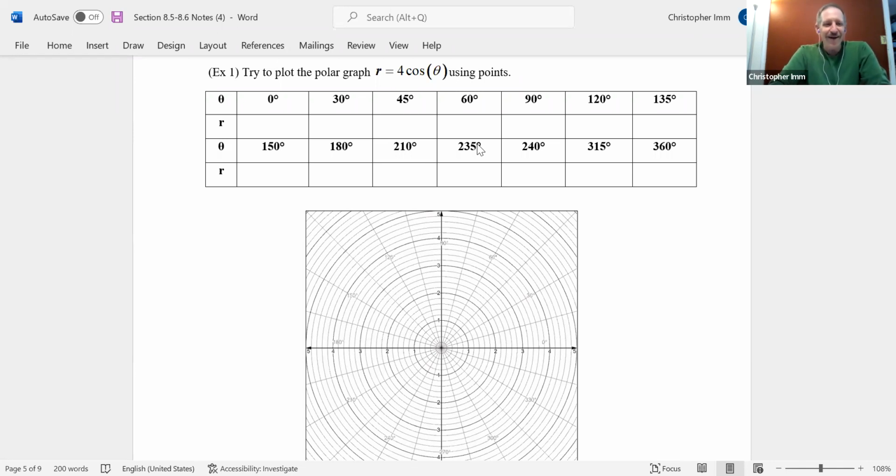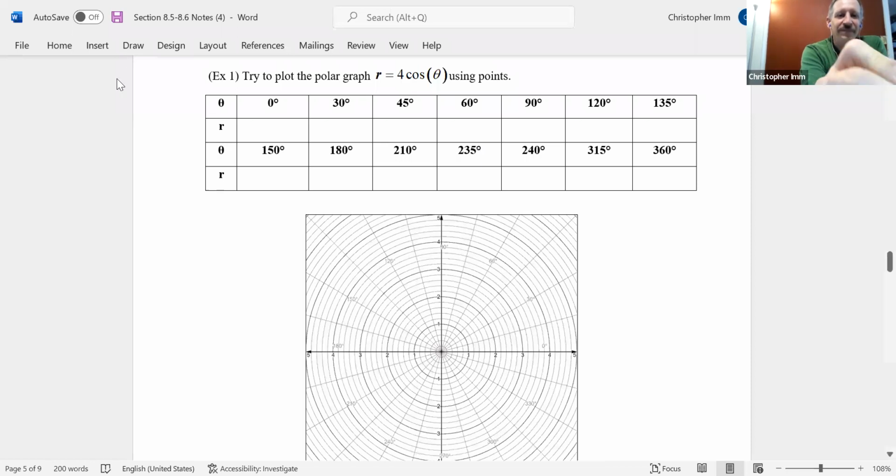And while you're doing that, I'll just do mine really quickly. If I plug in 0, I know that cosine of 0 is 1, and then 4 times 1 is 4. So I'm going to write mine in there. 4.